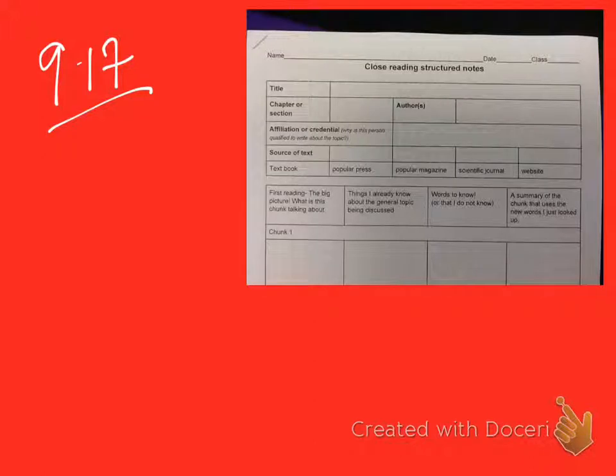Okay, so on the very top, the first thing you're going to see is really a way to analyze the source that you're using. So you have to list the title and what chapter or section, if that applies. It doesn't apply to everything you're using.